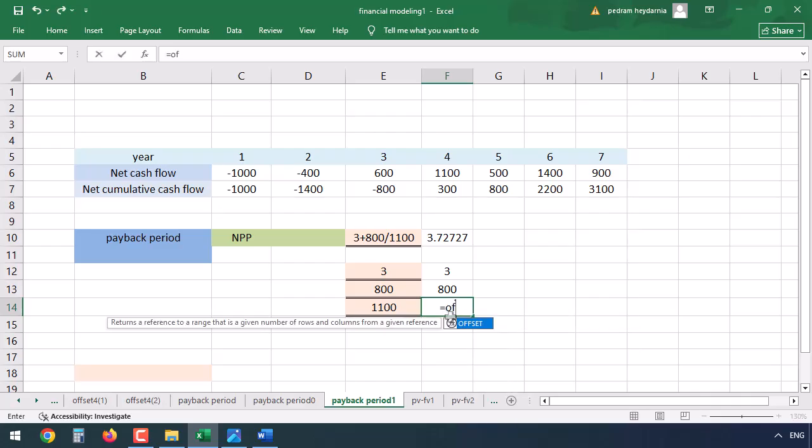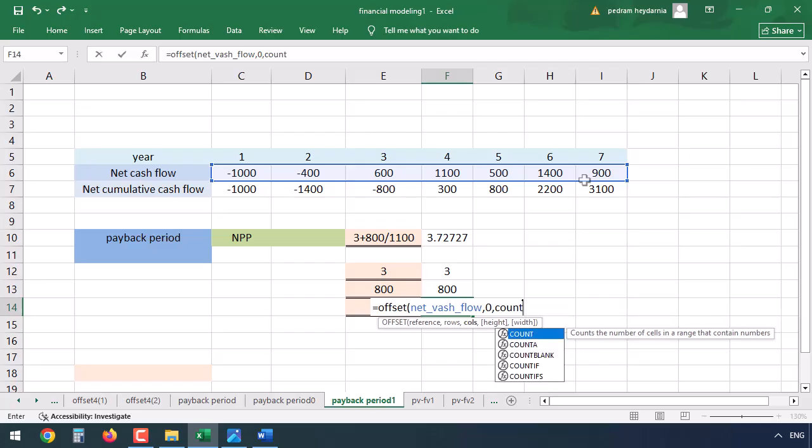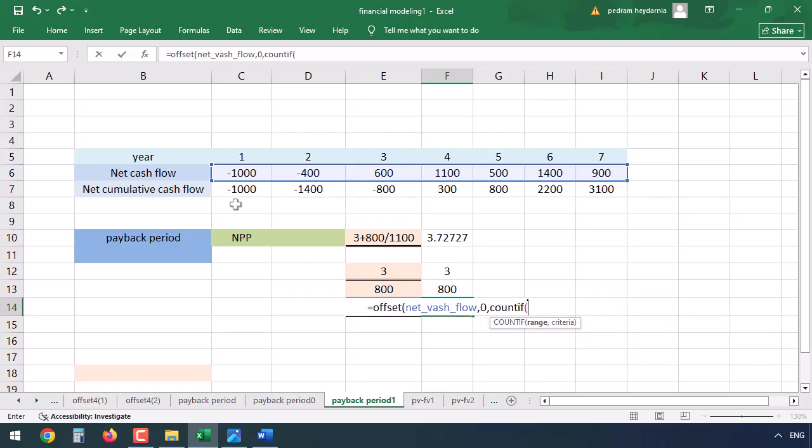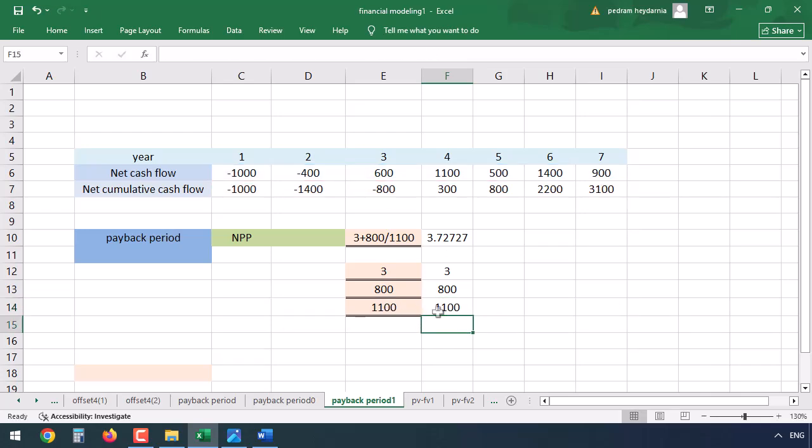Okay, we want the number 1100. Equals OFFSET, reference, net cash flow, rows, 0, columns, COUNTIF, parentheses, net cumulative cash flow, comma, criteria, less than 0, parentheses closed, and a 1-by-1 range. The answer is 1100. Okay, now I want to calculate the payback period.